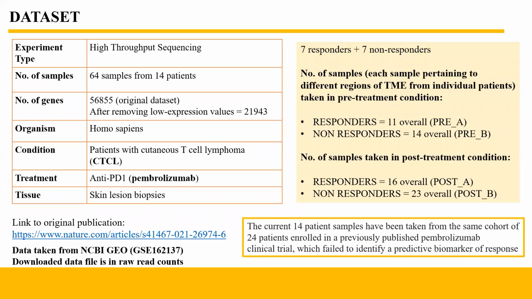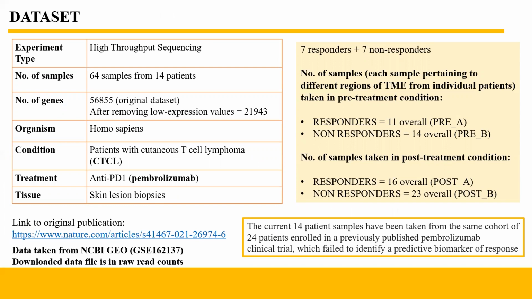The dataset that I have selected to carry out this project is a high throughput sequencing transcriptome dataset. It has a collection of 64 samples taken from 14 patients, out of which there are 7 responding patients and 7 non-responding patients. So each of these 64 samples corresponds to a specific region of the tumor microenvironment, which is infiltrated by immune cells.